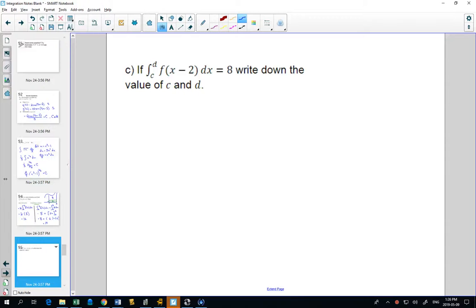If the integral from c to d of f of x minus 2 is still equal to 8, what are the values of c and d? Okay, what does this mean? This means that the graph is moved 2 units to the right.